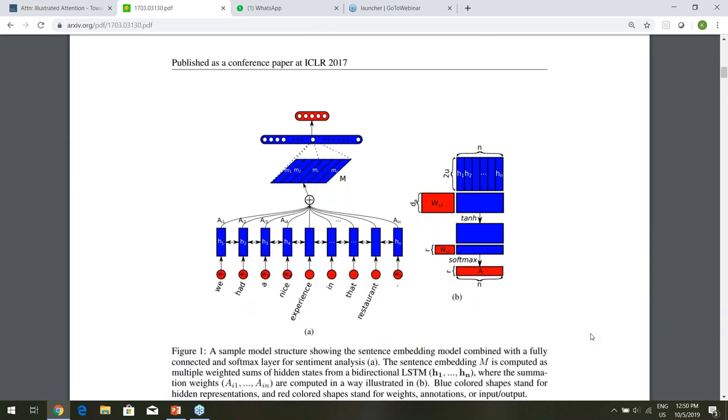This is the architecture of RNN where attention is applied for sentiment analysis. This M matrix should be a covariance matrix. Correlation matrix. Yes, it will be an interface between the encoder and decoder.